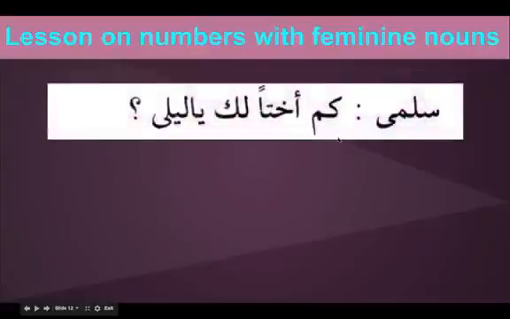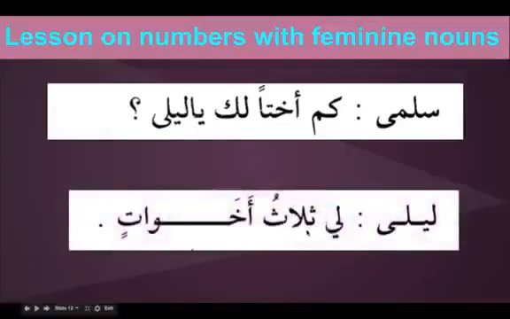Salma is asking كم أختن. See, كم أختن. أختن is tamiz after كم. How many sisters? Lucky ya Layla. How many sisters do you have, ya Layla? So Layla is saying, I have thalathu, 3. Thalathu akhawatin, 3 sisters.